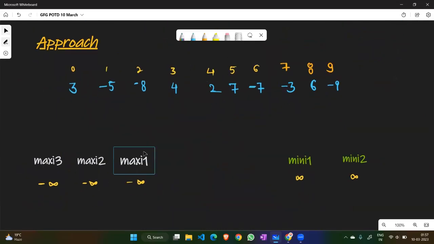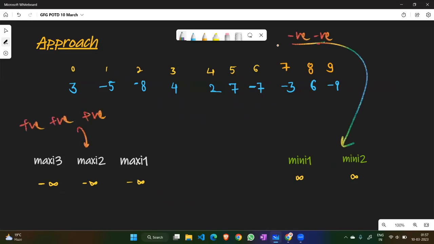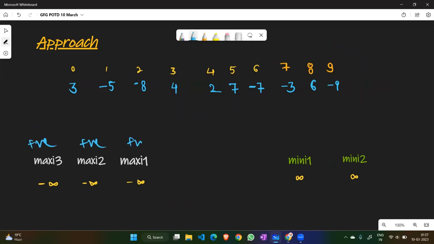Here we will create three variables, maximum 1, maximum 2, maximum 3, and we will take minimum 1 and minimum 2. Why are we not taking minimum 3? As I said, we need to take two negative numbers. So the two negative numbers will be taken from the minimum numbers and the three positive numbers will be taken from the maximum numbers. One can ask why we are not taking positive 1, positive 2, positive 3, and -1, -2. I will clear this after the approach.